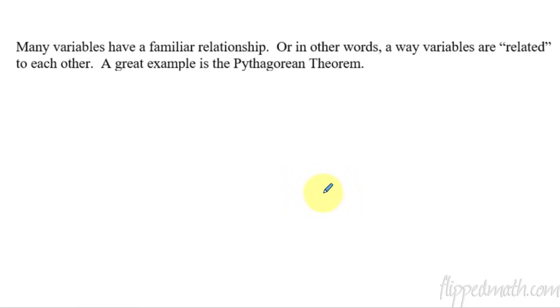Many times variables have this familiar relationship, things you've seen before. A great example of that is just the Pythagorean theorem. You've seen this over and over again for several years, just how you relate a right triangle and the sides of a right triangle together. Okay, this would be a relationship that we're used to for these variables.